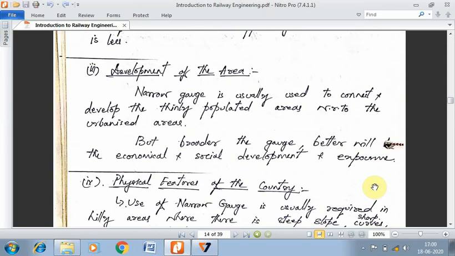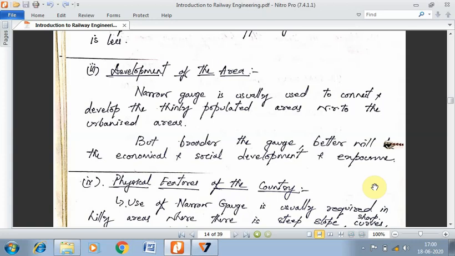Then talking about development of area. If you want more goods to be transported from one place to another, obviously you need bigger vehicles. To hold bigger vehicles, you need to have bigger or wider axles. So the wider the axle, the wider is the wagon width, the bigger is the wagon that you can carry, and accordingly wider would be the gauge that is expected.